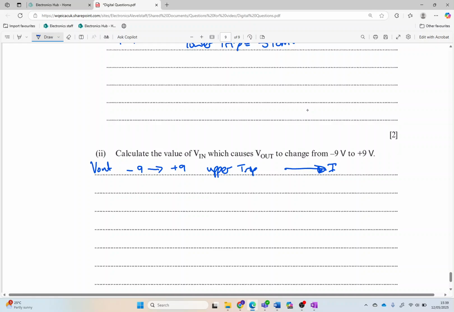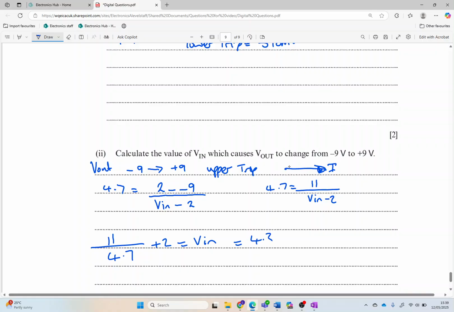So same ratio of the two resistors, 47k over 10k, so 4.7 is equal to the ratio of the two voltages. So this time I've got 2 volts reference minus the minus 9 volts that I've got on the output, over, again looking at the arrow, my voltage in minus the 2 volts. A little bit of tidying up, 4.7 equals 11 over V in minus 2, showing all my workings. So 11 over 4.7 plus 2 is equal to V in, which equals 4.3 volts. And I think that is as done.